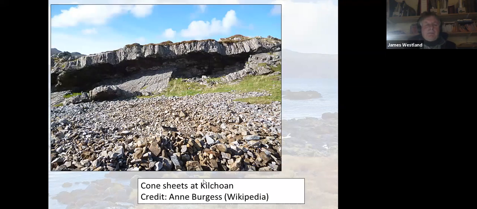This is a picture from Wikipedia. It's Anne Burgess who took this one. This shows you a cone sheet, and that's another one under here. So they're not particularly thick, but there's a very distinctive appearance. And there's absolutely hundreds and thousands of these things.